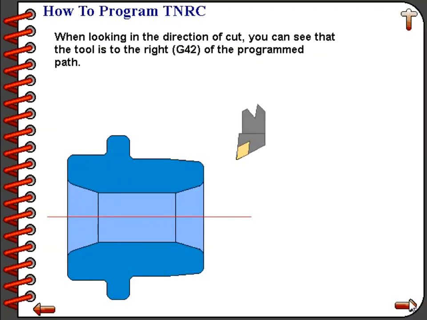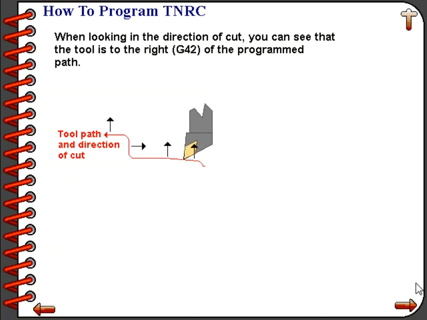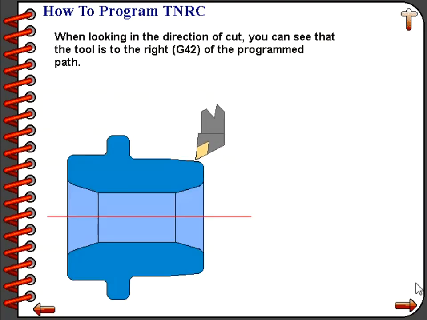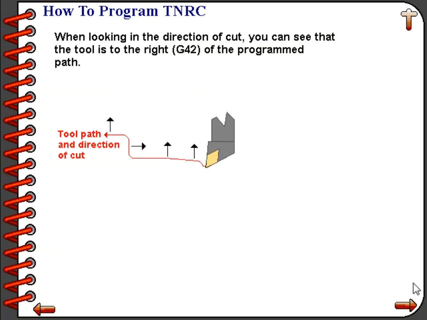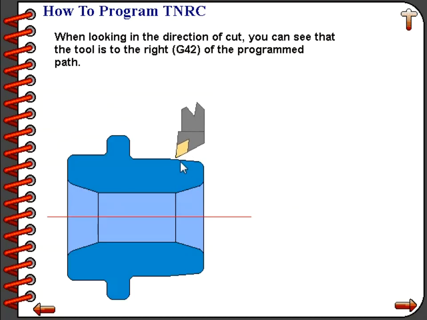The trick to understanding the difference between G41, tool nose radius compensation left, and G42, tool nose radius compensation right, is understanding how the tool is approaching the workpiece. If we watch this animation run through several times, you can start to get the understanding of it. Here we are showing you a finish turning operation on this workpiece. Notice how the tool comes into the front of the workpiece and moves along the outside diameter of the part.